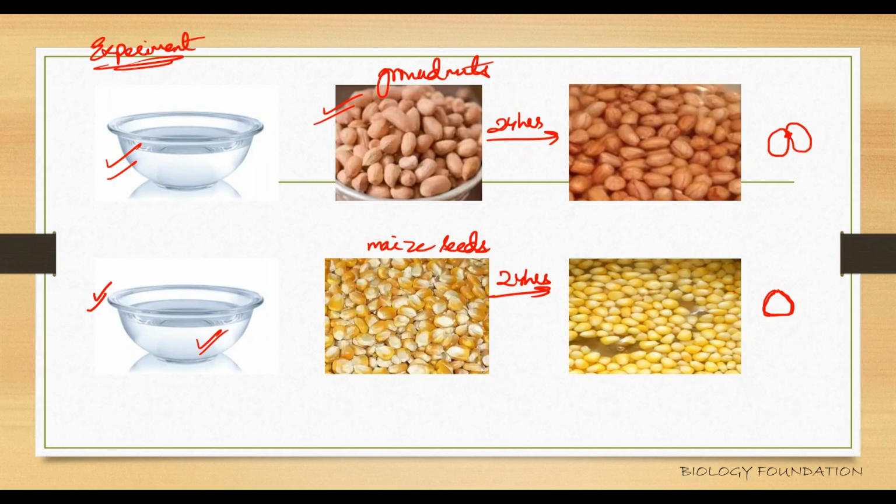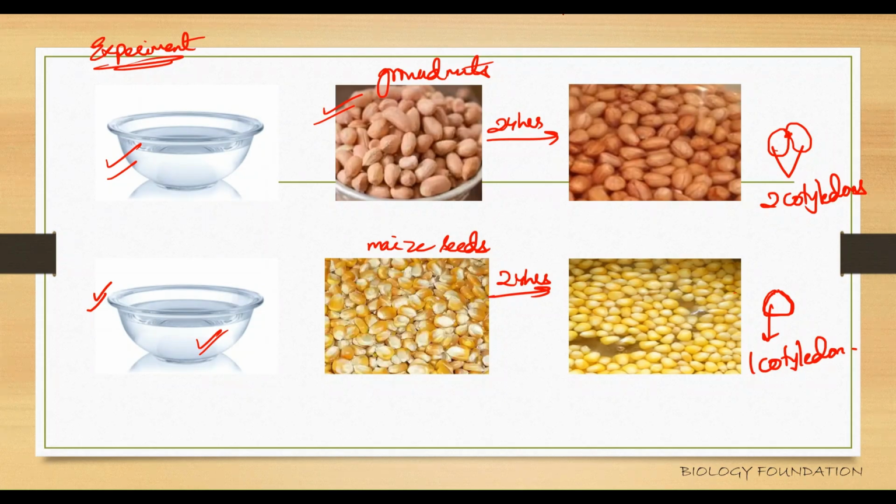Okay students, so you take two cups of water. In one cup you add a few groundnuts, in the other cup you add maize. Soak them for 24 hours. Then take one seed. You can remove the outer seed coat very easily, and you can see that in the peanuts there are two cotyledons, while in maize you can see the presence of only one cotyledon.